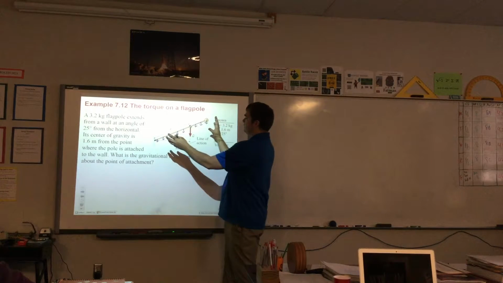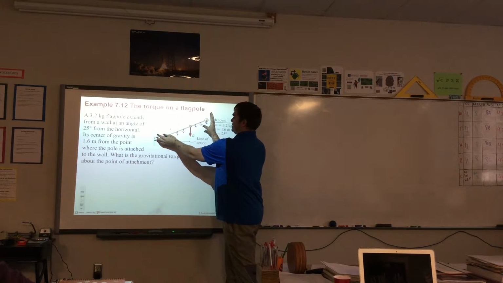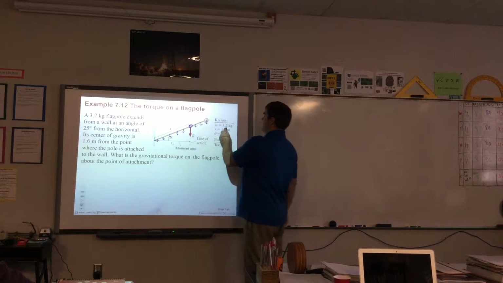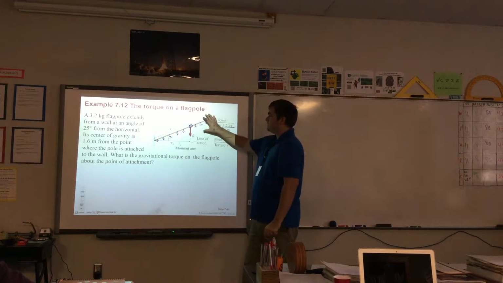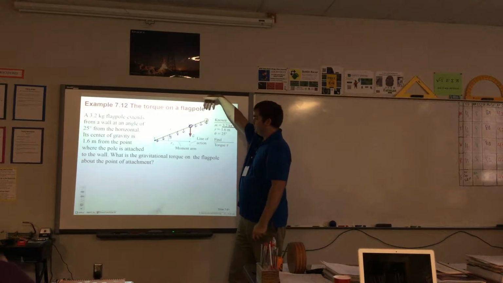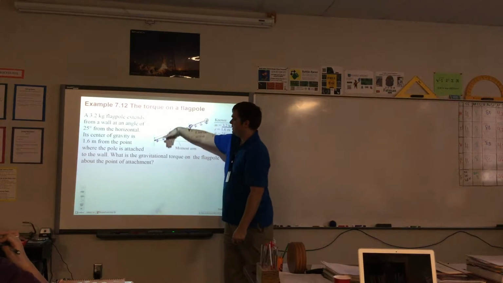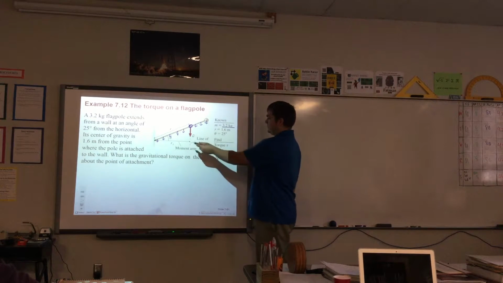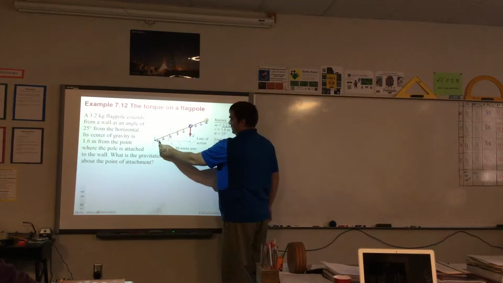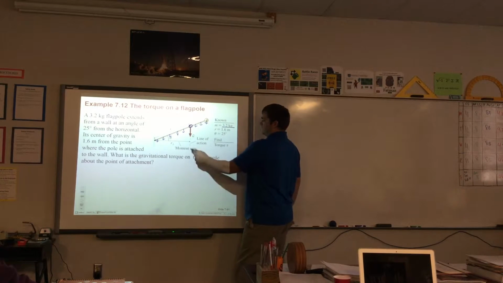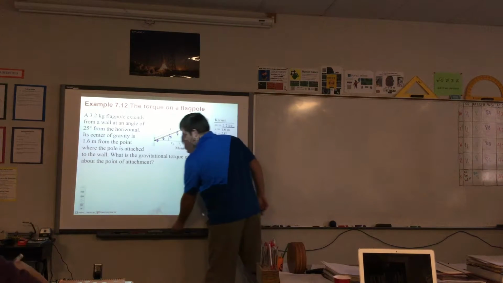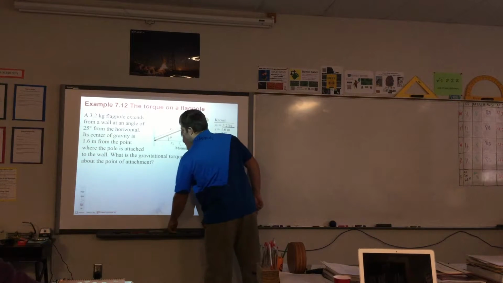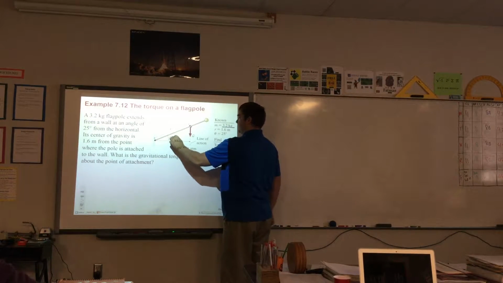We're just going to pretend that all of the mass, all of those molecules, are right here, and it's a mass of 3.2 kilograms. So all of the gravitational rotation-causing torque is focused right there. We have a distance of 1.6, and we're going to be able to do some calculations here. We have theta of 25 degrees.